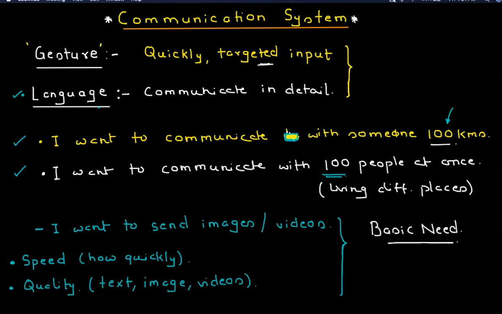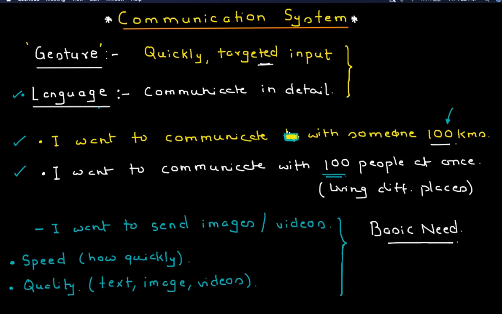But still we used to write emails, whether a formal email or informal talks between two friends, email was a very popular thing. And then came chat messengers, for example Google Talk. I don't know whether you know it or not. Then you had Yahoo Messenger. People used to communicate using that. And now WhatsApp has come. WhatsApp has completely eliminated the need for SMS.